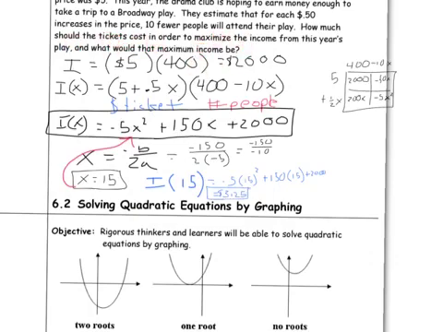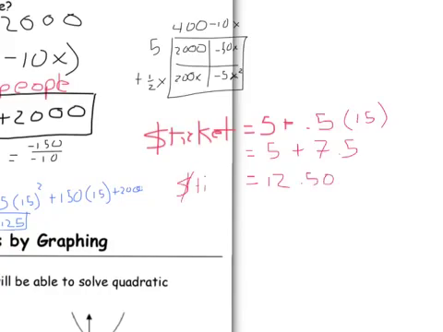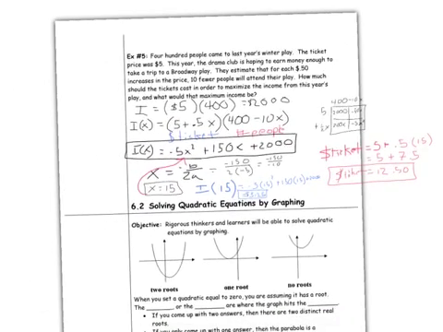Now we want to know what the tickets should cost. Well, that's easy. Look, we have an expression for ticket cost right here. We could say the ticket cost equals 5 plus 0.5x. Well, x is 15, so let's just do this real quick. Ticket equals 5 plus 0.5 of 15. 0.5 of 15 is 7.50, so 5 plus 7.50 is $12.50. All right, there we go. We've solved that problem.